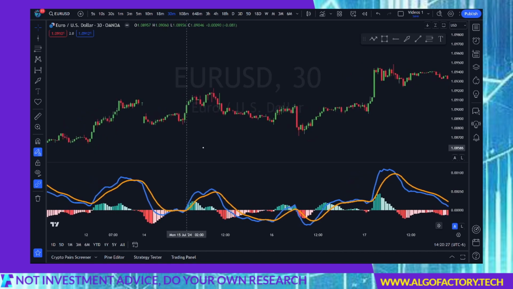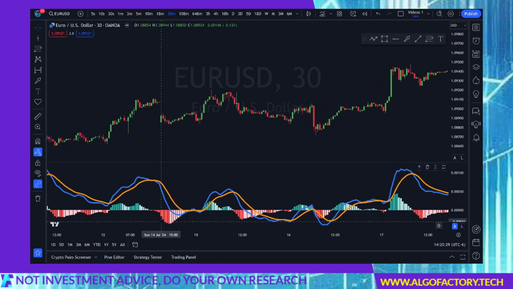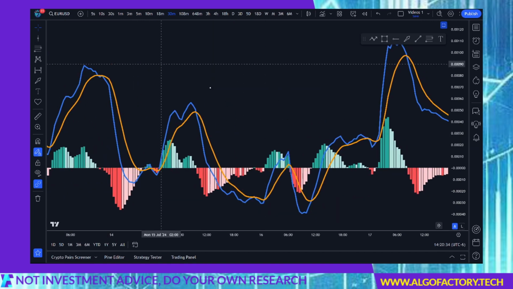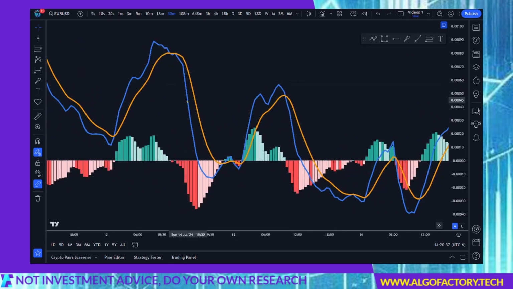Now, why do these histograms change color? How do they even work? Well, it's really simple, actually. All it is is the distance between the orange and the blue. So if I were to just draw a straight line down right here between the orange and the blue, you'll notice that that's exactly the length of the histogram bar right below. So that's all it is, measuring the distance between these two. And as that distance expands, price is getting more and more, in this case, bearish. Here you see the distance expanding and it's getting more and more bullish, right?